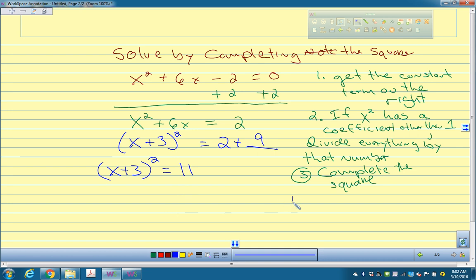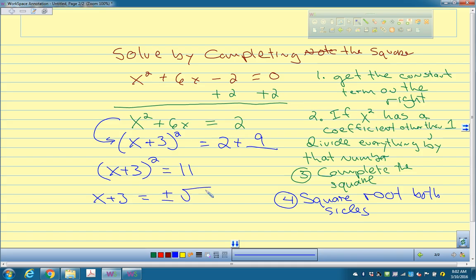Now what? Square root both sides. This is the hardest part, really, for most people, is just getting from here to here, okay? But all you have to remember is this number here is half of the 6. So it's x plus 3 quantity squared. Whatever I squared here, I need to put over on the right side. Now I square root both sides. I get x plus 3 equals plus or minus the square root of 11.